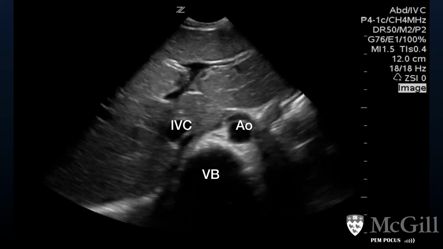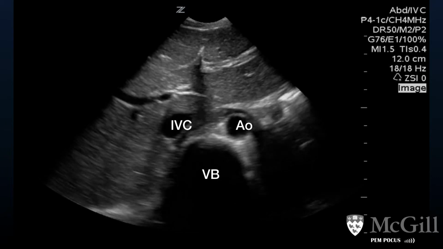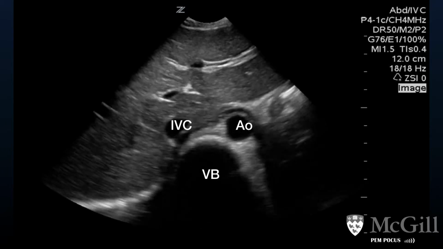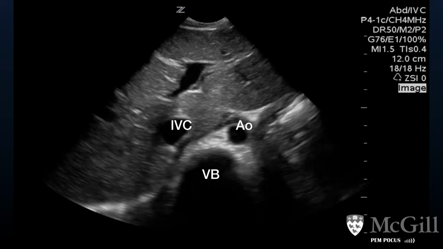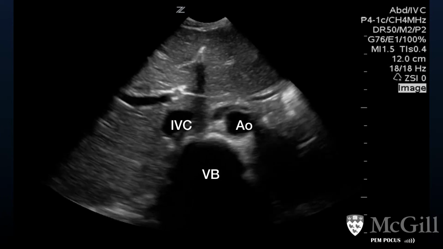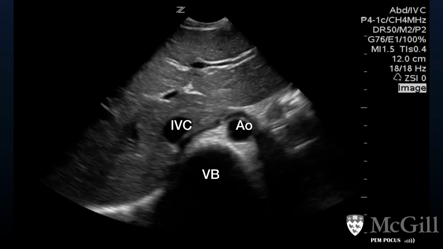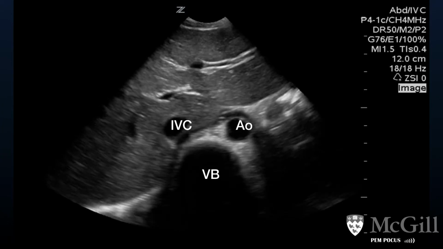You obtain this view by placing the phased array or curvilinear probe in the mid-epigastric region of a supine patient, with the probe indicator oriented towards the right side of the patient. The first step here is to identify the vertebral body. The vertebral body appears as a hyperechoic structure with a big hypoechoic shadow.